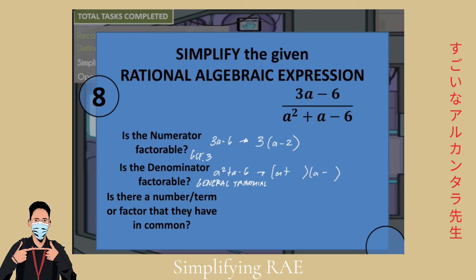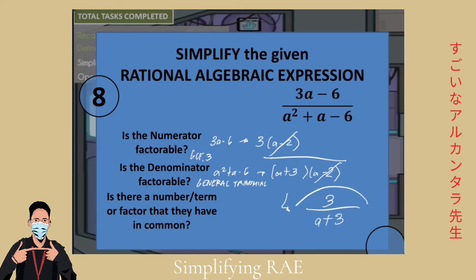So what are the factors of negative 6 that will give us a sum equal to 1? That's none other than positive 3 and negative 2. So this is now our given RAE. And as you can see, we can cancel out or simplify the binomial factor a minus 2. So our final answer here is none other than 3 times the quantity a plus 3.